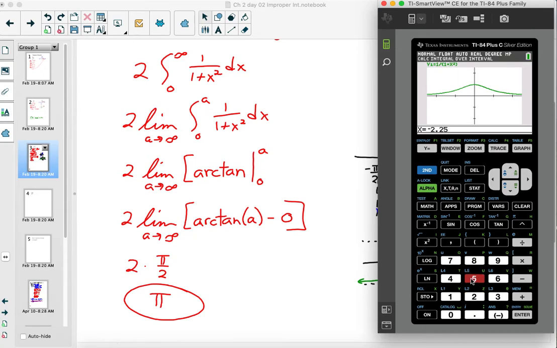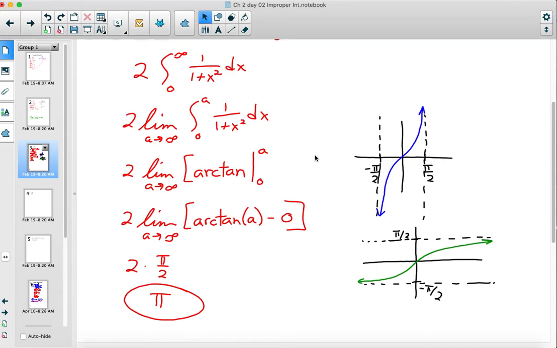I don't know how far that went. I should have gone a little farther, to positive 2.25. This area, and of course it keeps going forever and ever to the right and to the left, that total area equals pi. Kind of bizarre. Okay, let's look at another example.